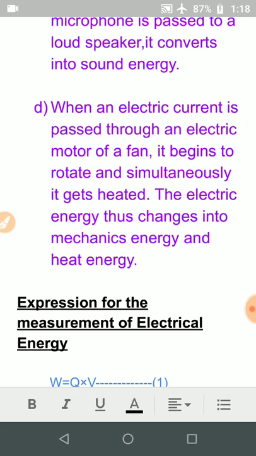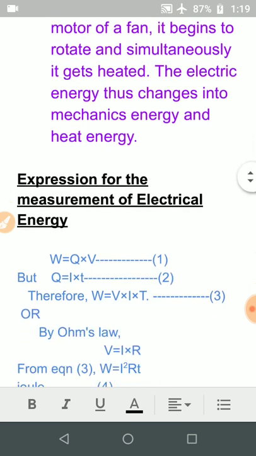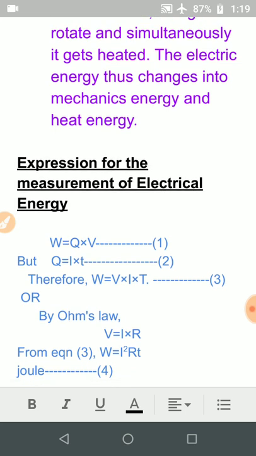For example, in electrolysis, we observe that when a current is passed through a solution, for example sodium chloride (NaCl) solution, it dissociates into two parts, Na+ and Cl-. So that is chemical energy. Electrical energy is converted to chemical energy.